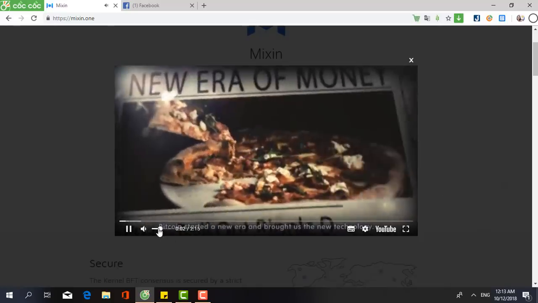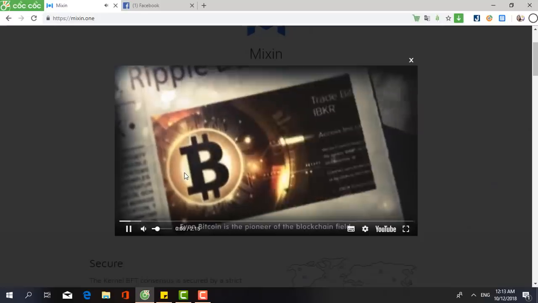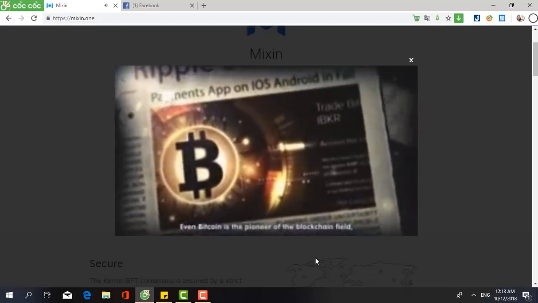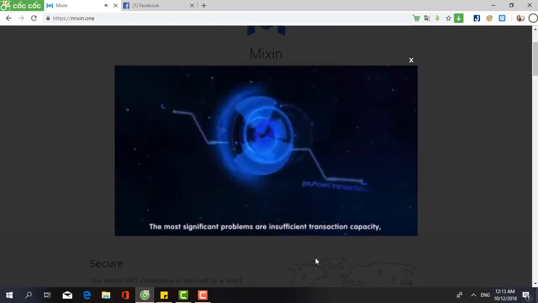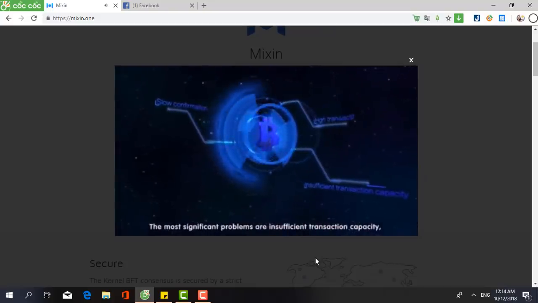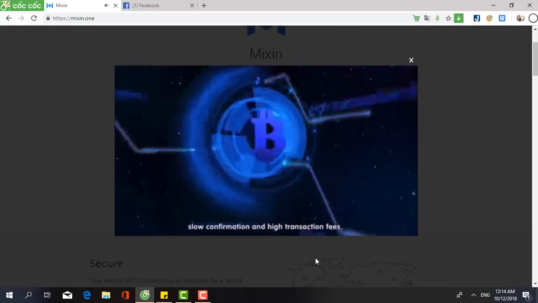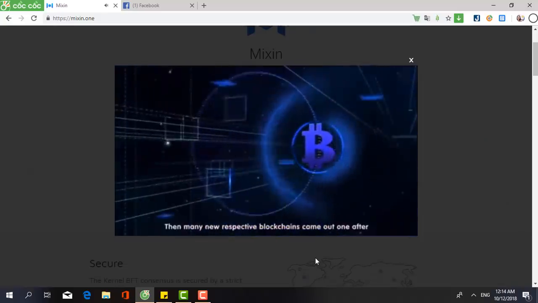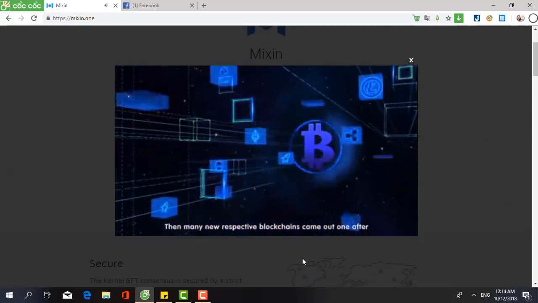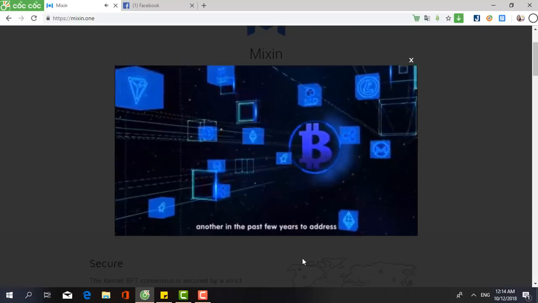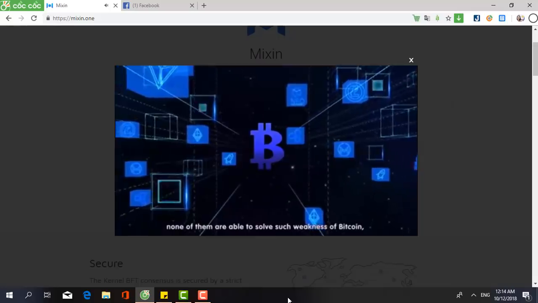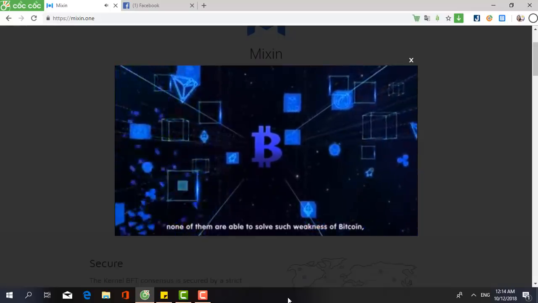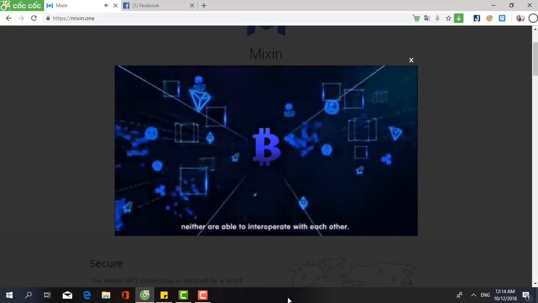Bitcoin started a new era and brought us the new technology. Even though Bitcoin is the pioneer of the blockchain field, it suffers from fast-growing adoption. The most significant problems are insufficient transaction capacity, slow confirmation, and high transaction fees. Then many new blockchains came out one after another in the past few years to address the shortcomings of Bitcoin. However, none of them are able to solve such weaknesses of Bitcoin. Neither are they able to interoperate with each other.